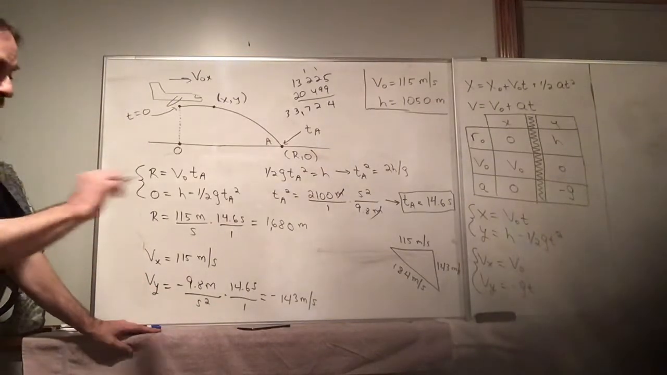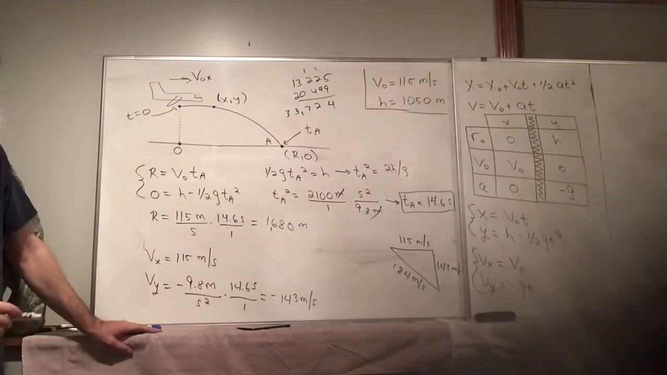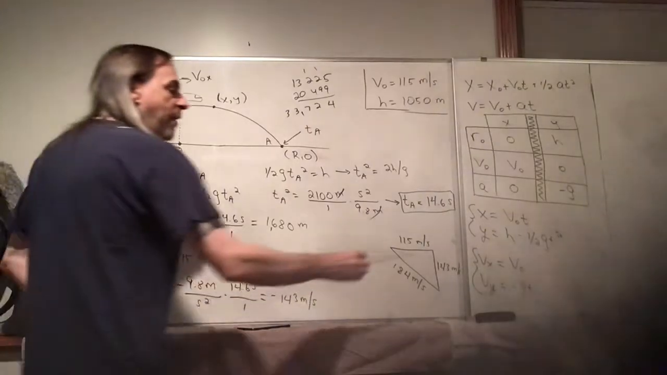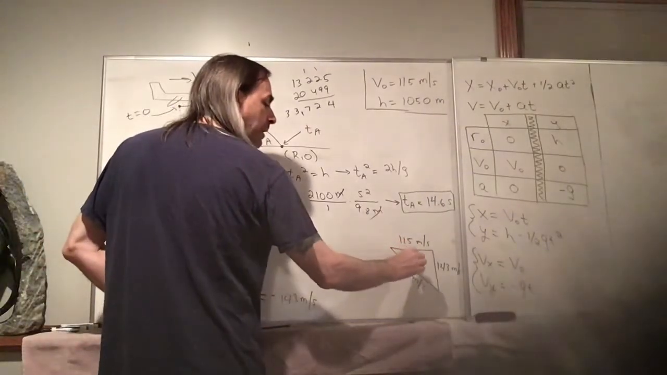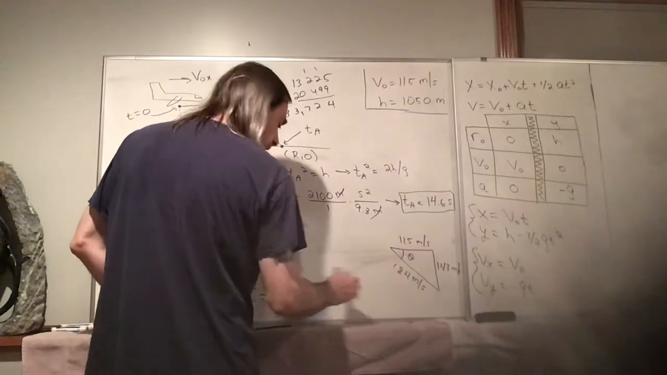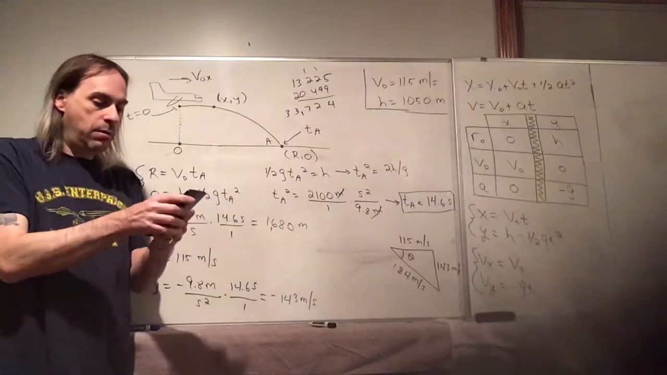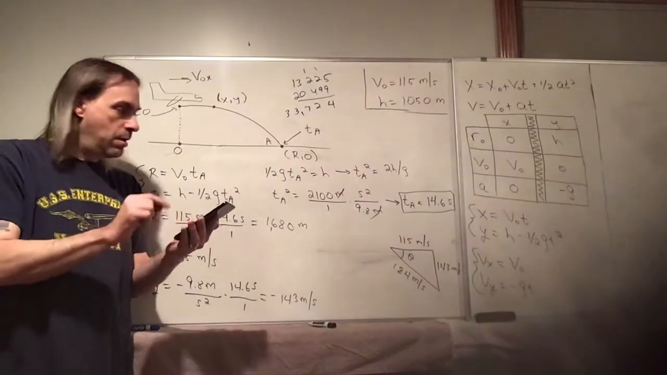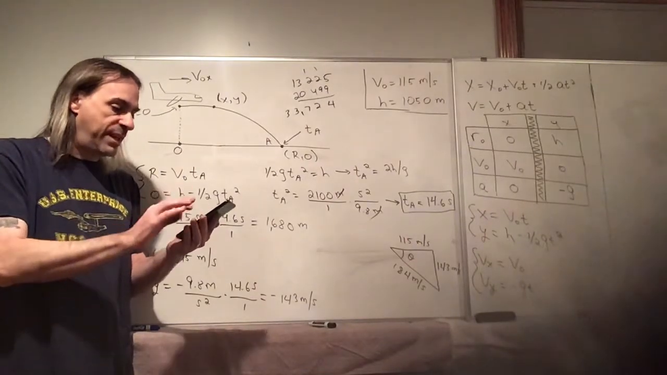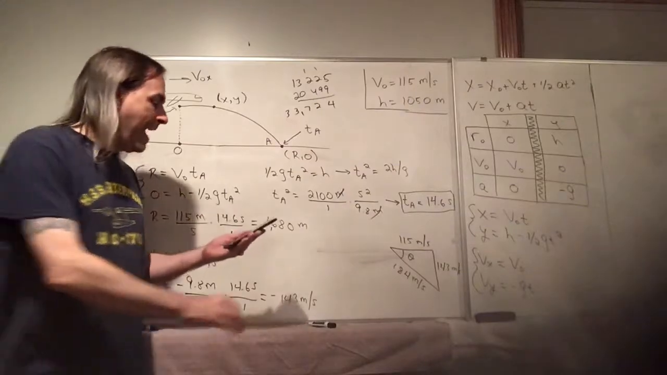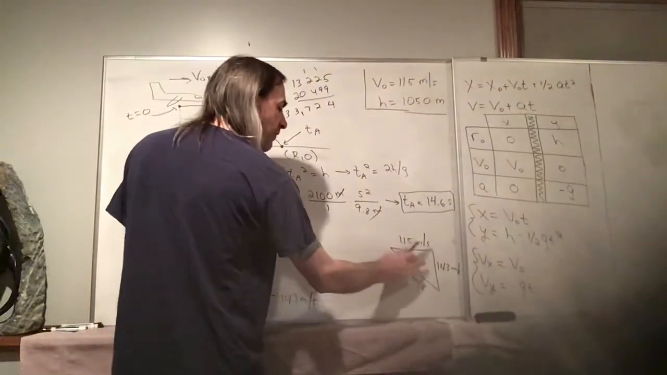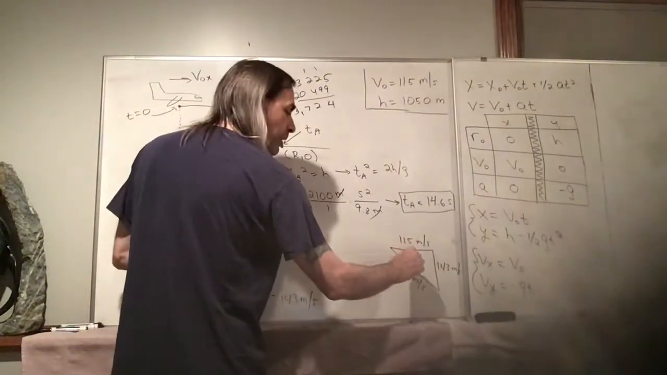So it has the components 115 and 143. And let's define this to be our angle and take the inverse tangent. So I'm going to take the inverse tangent of 143 divided by 115. So the angle I'm getting here is 51.2 degrees.